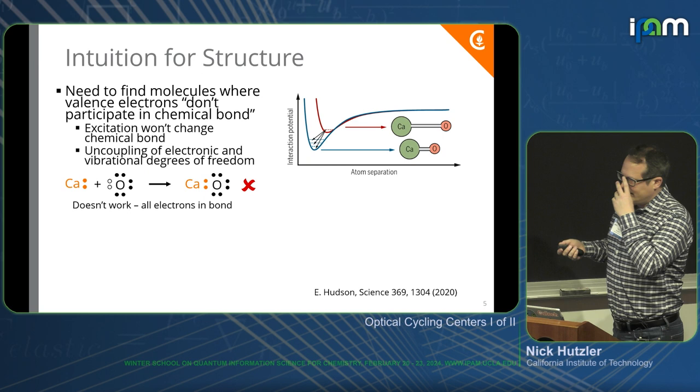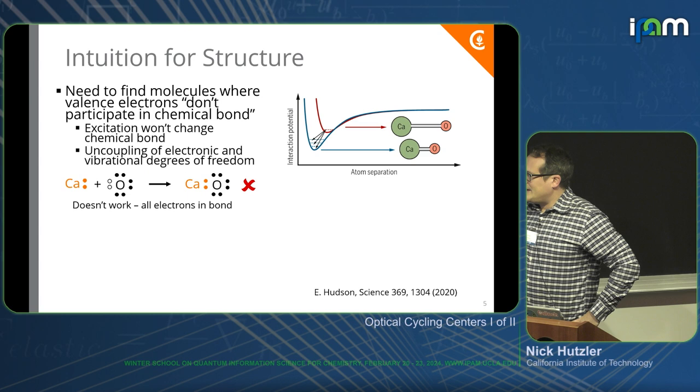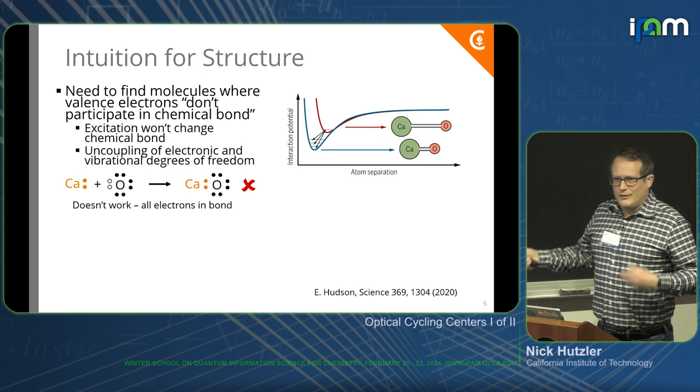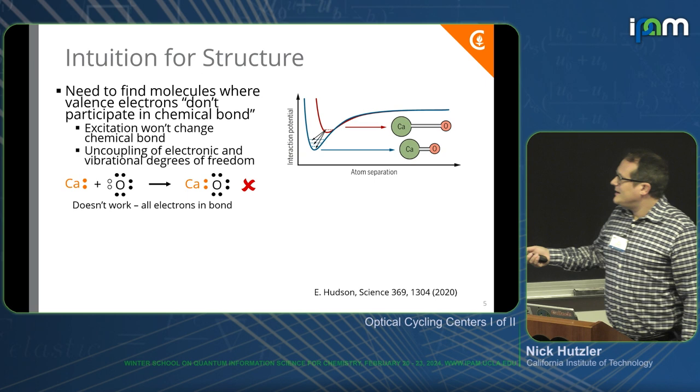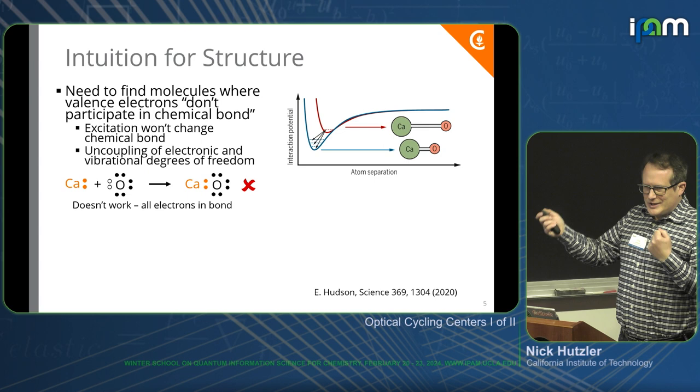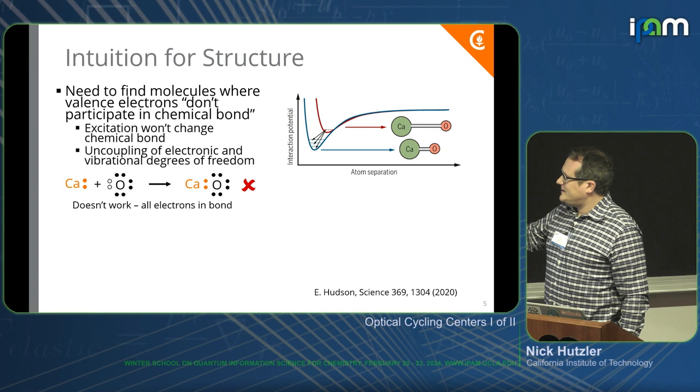Calcium oxide. Calcium has two valence electrons. Oxygen wants two. All the electrons are involved in the bond. And so if you excite one of these electrons with a laser, you will change the chemical bond quite a bit. And you'll give the vibration a kick, and it can start vibrating. More rigorously, these potential energy surfaces don't overlap between these ground and excited states.